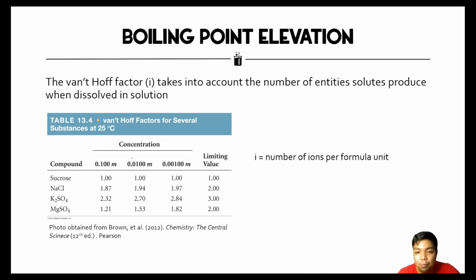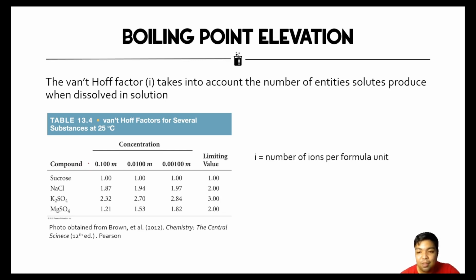But if you increase the concentration by 1 order of magnitude, so from 0.01 to 0.1, you increase the concentration 10 times, the Van't-Hoff factor drops from 2.84 to 2.70. Now, you increase the concentration another 10 times, and it drops drastically from 2.73 to 2.32. So at 0.1 molar, 2.32 na ang Van't-Hoff factor ka potassium sulfate.